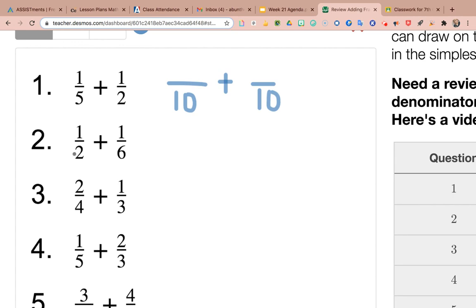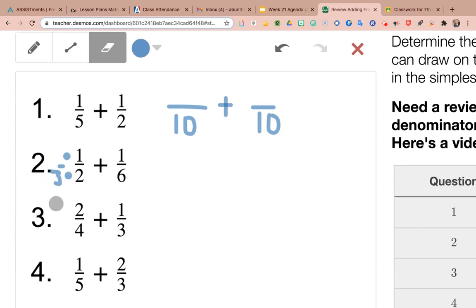For number 2, I can turn 2 into 6. I just have to multiply by 3. So this one, I only have to change one fraction, right? So if I multiply them both by 3, I get 3 out of 6. I get 3/6. So for this one, I only had to change one of them. So instead of 1/2, I could write 3/6.